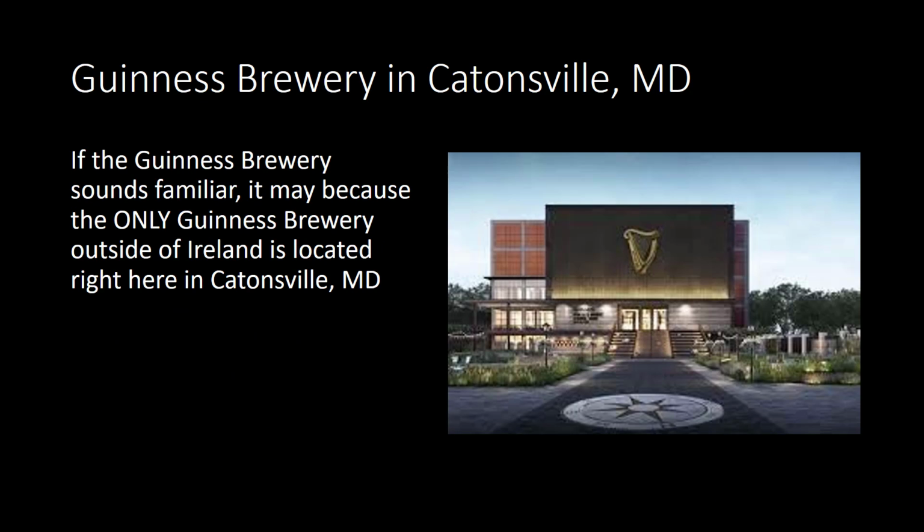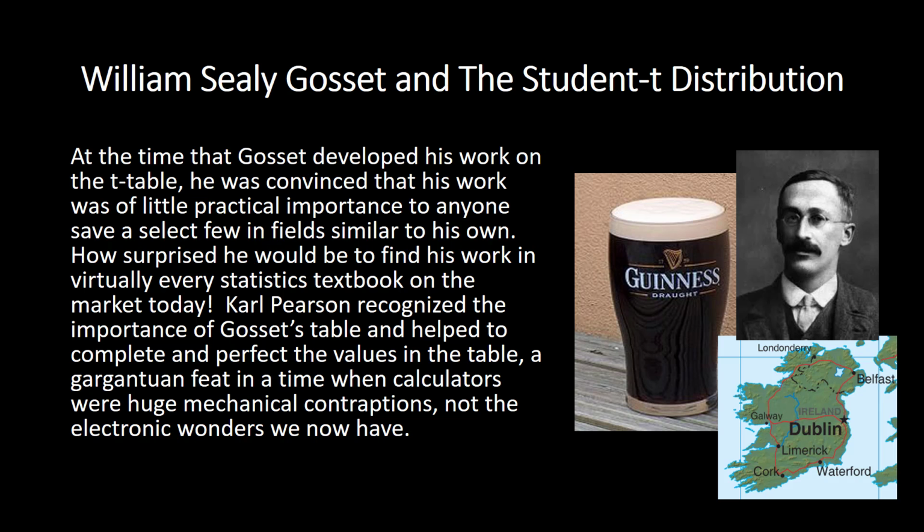If Guinness Brewery sounds familiar, it may be because the only Guinness Brewery outside of Ireland is located right here in Catonsville, Maryland. At the time that Gosset developed his work on the t-table, he was convinced that his work was of little practical importance to anyone save a select few in fields similar to his own. How surprised he would be to find his work in virtually every statistics textbook on the market today. Karl Pearson recognized the importance of Gosset's table and helped to complete and perfect the values in the table, a gargantuan feat in a time when calculators were huge mechanical contraptions, not the electronic wonders we now have.